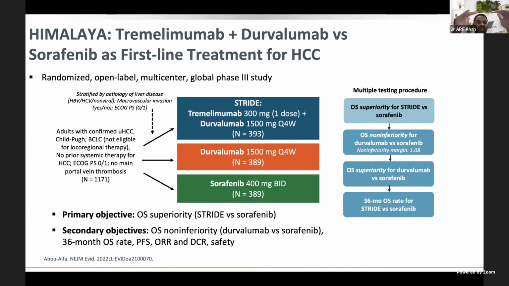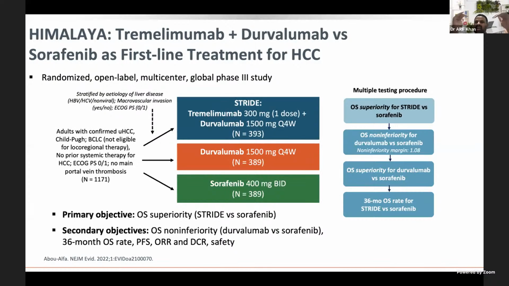Let's have a brief look at this trial, Durva-Tremi versus Sorafenib. So phase 3 study, again, the design looks pretty similar to IMbrave. The stratification factors and all the inclusion criteria were similar to the Atezo-Bev trial, and they studied the STRIDE regimen, that is tremelimumab only one dose, followed by durvalumab every 4 weeks, which was compared with sorafenib. And durvalumab was also compared with sorafenib.